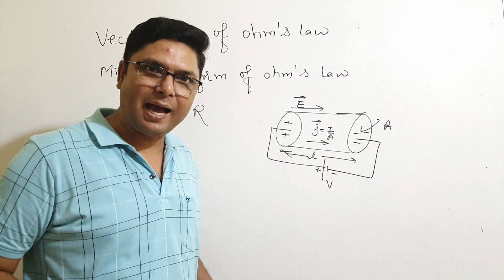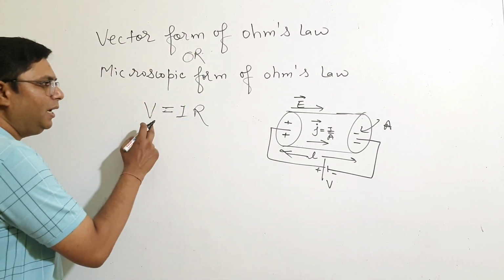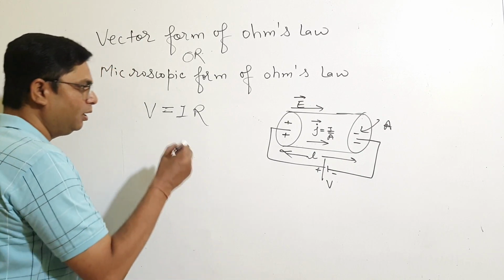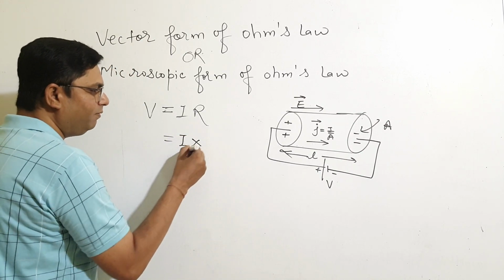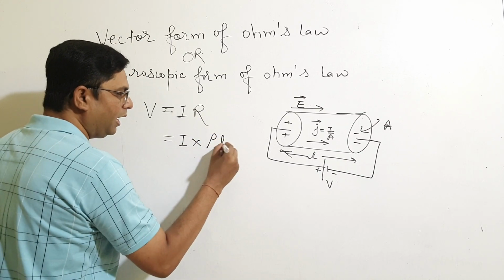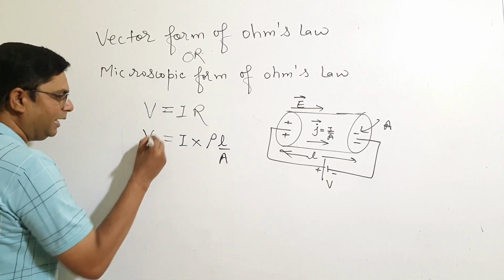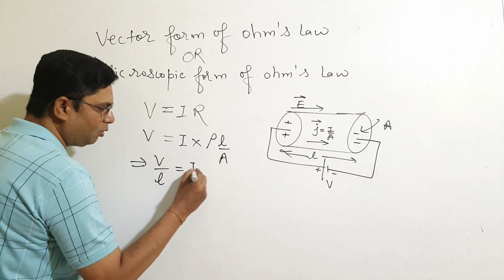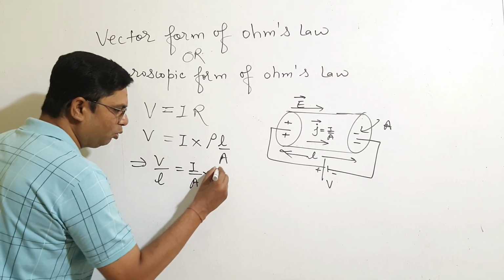This can be derived as we have V equals IR. Ohm's law is V equals IR, and we have R equals rho L upon A. So write it down like this: V by L equals I by A into rho.